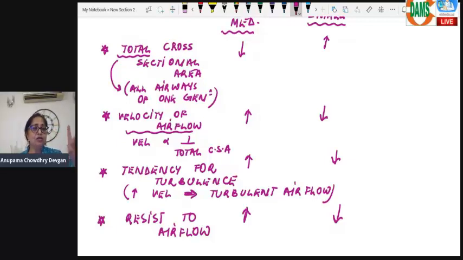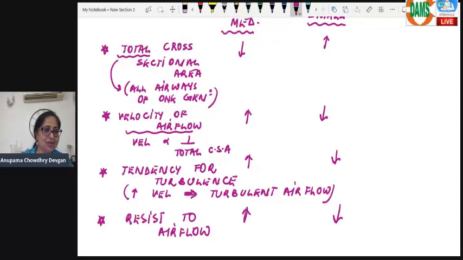Now, please understand, resistance does not only depend upon radius. Resistance is also determined by the pattern of flow. The more turbulent the flow, the greater the resistance. Have you understood? In large-sized airways, what is the overwhelming factor? The most important factor is the large radius. So resistance reduces. In medium-sized airways, what is increasing the resistance to flow is the turbulent flow. Why is it turbulent? Because of a greater velocity. Why is the velocity higher in medium-sized airways? Because of a lesser total cross-sectional area. Have you understood?